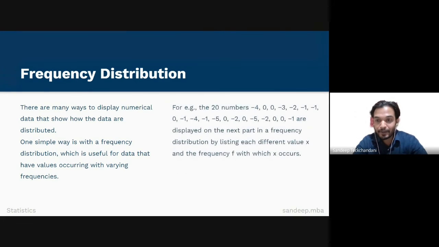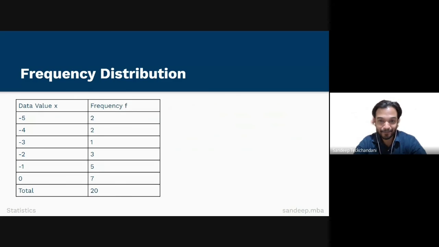For example, the 20 numbers -4, 0, 0, -3, -2, -1, -1, 0, -1, -4, -1, -5, 0, -2, 0, -5, -2, 0, 0, and -1 are displayed on the next part in the frequency distribution by listing each different value as x and the frequency as f with which the x occurs. Let's look at the table in the next slide.